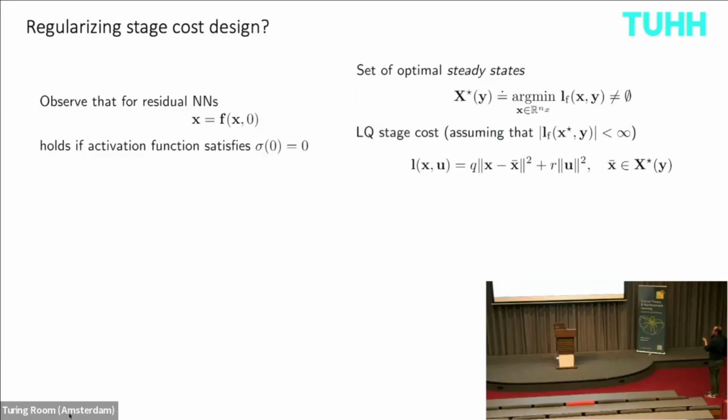And here I assume that this set of minimizers is not empty. And now I pick just one of these minimizers. Doesn't matter which one, just one. And I squeeze it into this L2 stage cost here, where I penalize the distance between where my network currently is and this minimizer I've chosen, plus some L2 term.